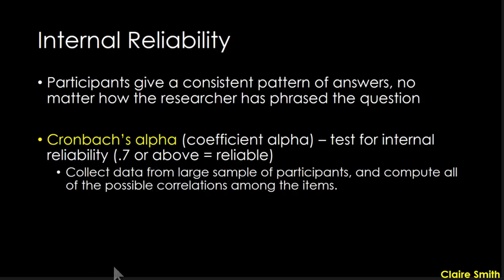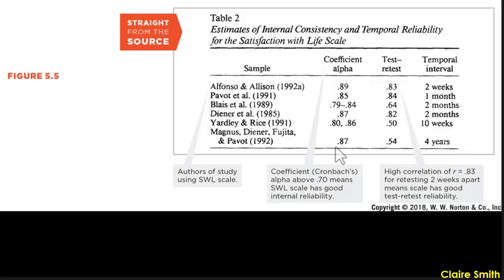This is not a statistics class, so we're not going to go through this, but you collect the data from a large sample of participants, compute all the possible correlations between all of the items to get Cronbach's alpha. Okay, so you should just know Cronbach's alpha is for internal reliability, different than internal validity. Okay, don't get these confused. So if you're reading a paper, oftentimes you'll see that they tell you the different reliabilities. So again, coefficient or Cronbach's alpha is showing you the internal reliability. So again, we want it to be above 0.7.